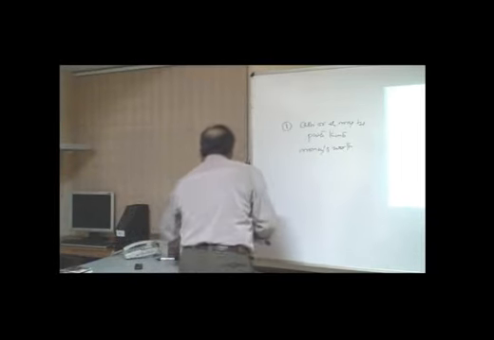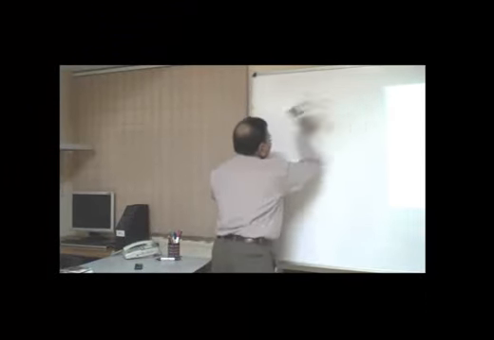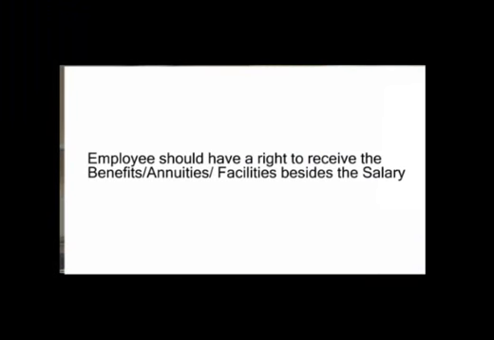So two things are very, very important. To call it an income taxable as a perquisite, number one, the employee should have a right to receive the benefits or the amenities or the facilities besides the salary. Number two, these should have been authorized by the employer. It means it should have legal origin from the employer. If these two characteristics are there, then we can call them perquisites or facilities or amenities.